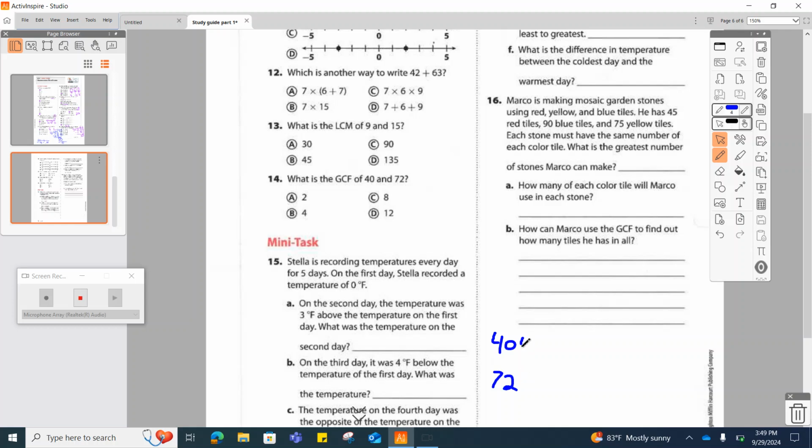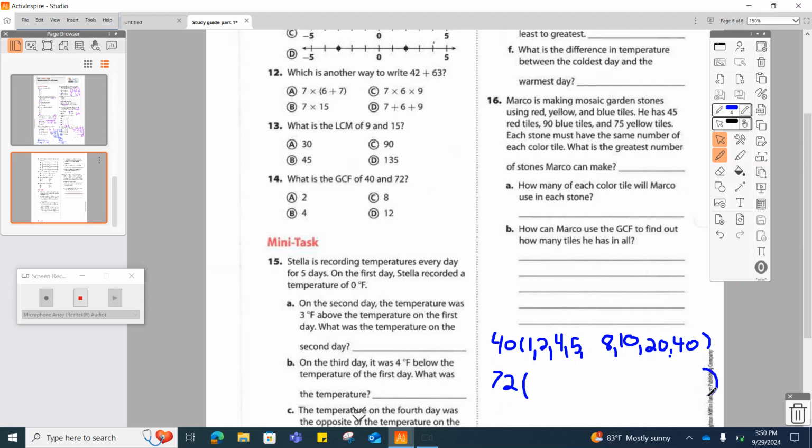So I would do 1 times 40 is 40. 2 times 20 is 40. 3 is not a factor of 40. 4 times 10 is 40. 5 times 8 is 40. 6 is not a factor of 40. 7 is not a factor of 40. And then I'm back at 8. So now let's do 72.